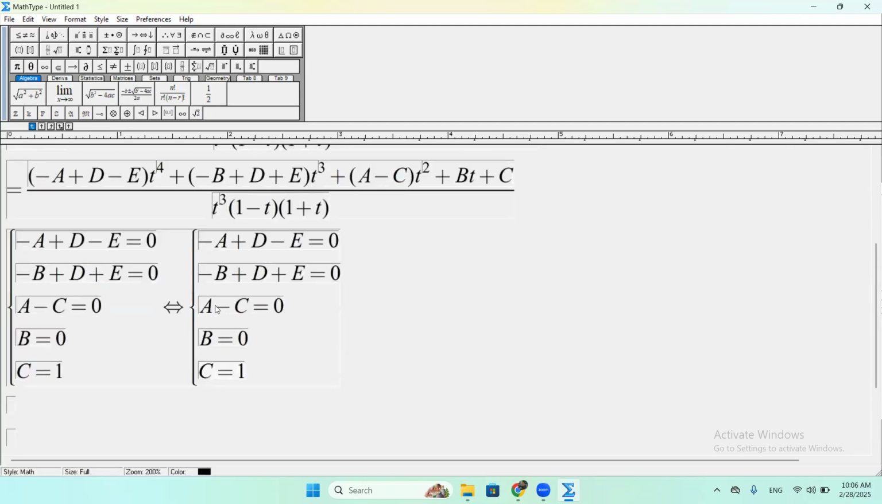So from a minus c equals 0, we know that a equals 1. So here b equals 0. We can remove it. So here is minus 1. And we also can add these equations, the first and the second, and we will receive 1 plus 2d equals 0. So d equals 1 over 2, and e equals minus 1 over 2.